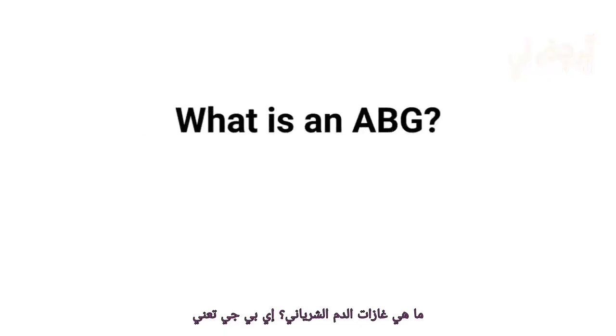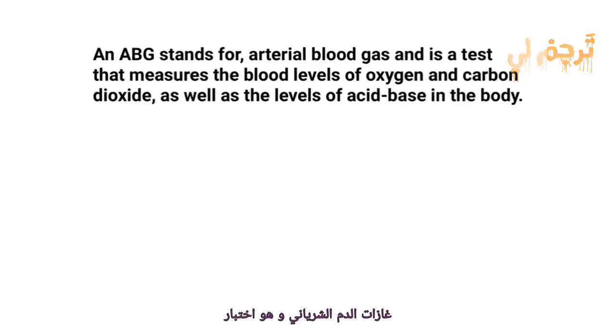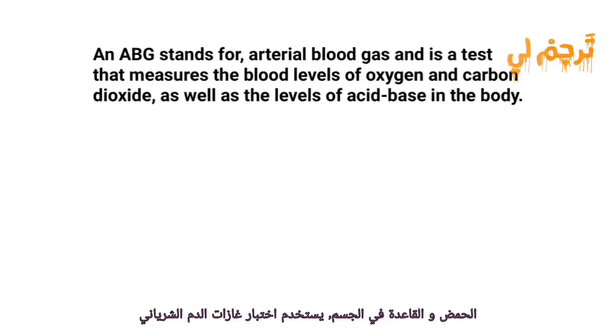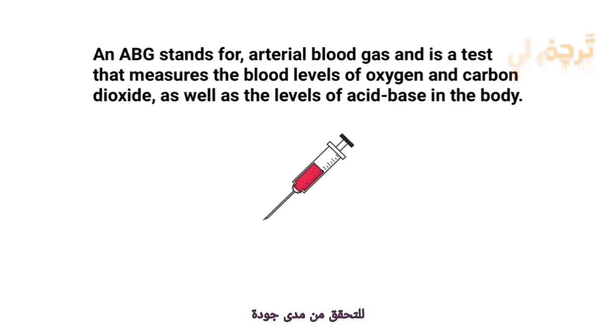What is an ABG? An ABG stands for arterial blood gas and is a test that measures the blood levels of oxygen and carbon dioxide as well as the levels of acid base in the body. An ABG test is used to check how well the lungs are moving oxygen into different body parts and how efficiently they are able to eliminate carbon dioxide.